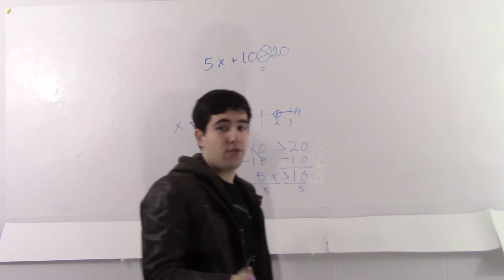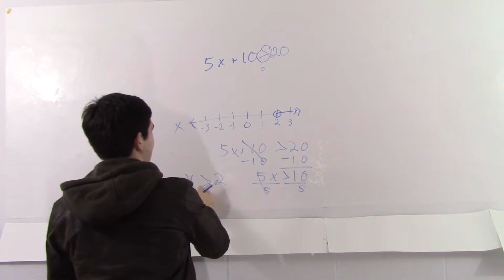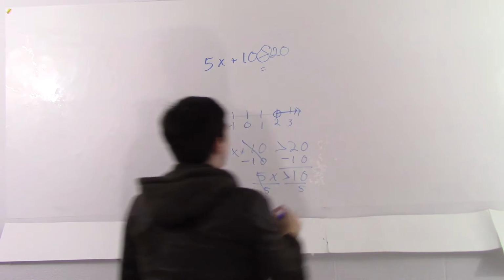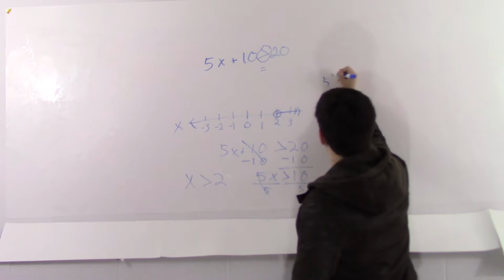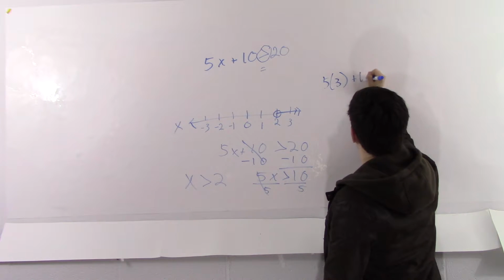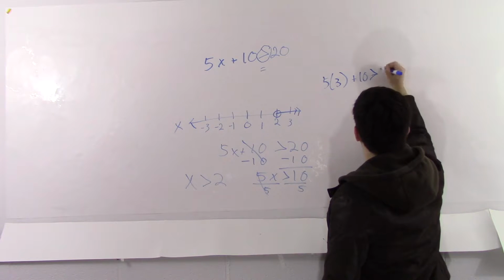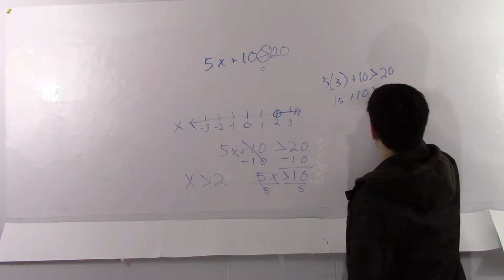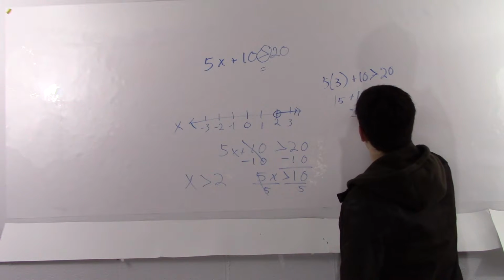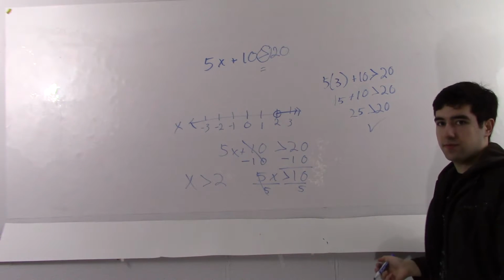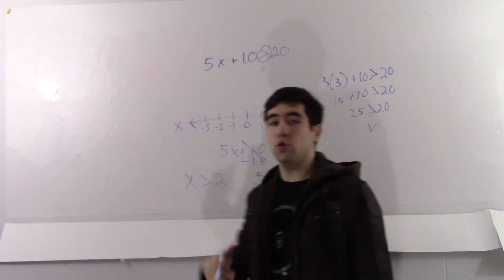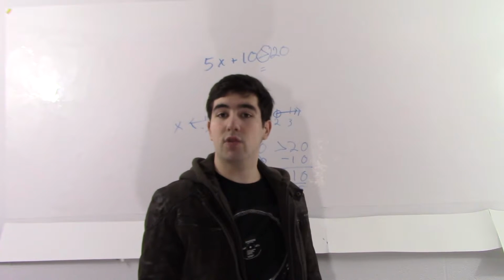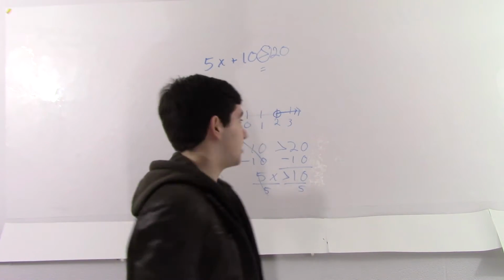And the way you check if you're correct is by plugging in any value that is greater than 2 into our original inequality. So let's do 3 for example, the next highest one. If we have 5 times 3 plus 10 is greater than 20, 15 plus 10 is greater than 20, 25 is greater than 20, that checks out. And any value greater than 2 is automatically going to check out, even if it's a value like 2.1, which is only slightly greater than 2.